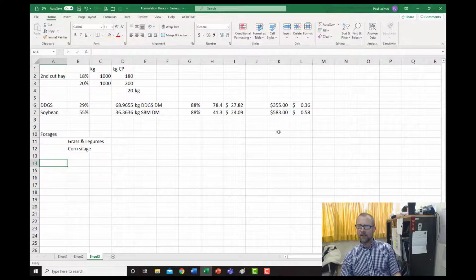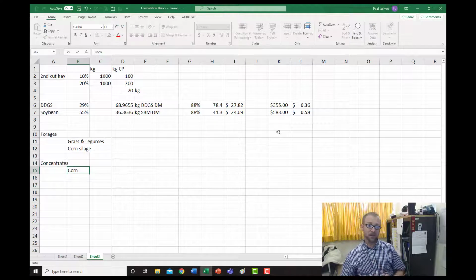Once you get into the concentrates, I would say that corn, you should probably test at least once a year, because the percent protein and the amount of starch in corn changes based on yields. If you've got a relatively consistent yield, then you should be able to take 1 sample per year. And other grains are kind of the same.